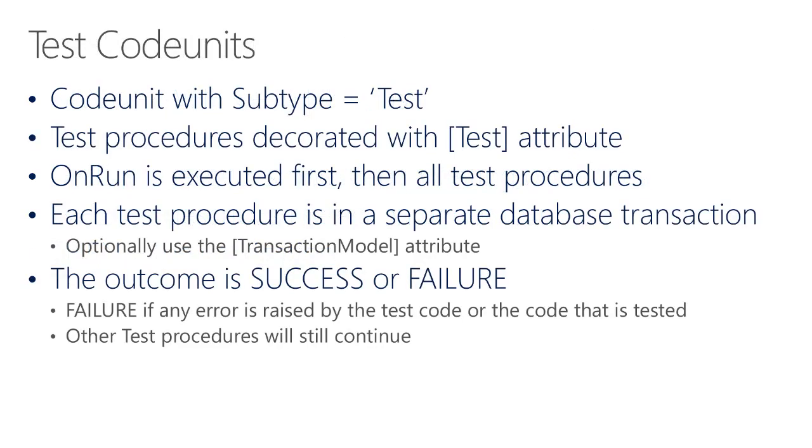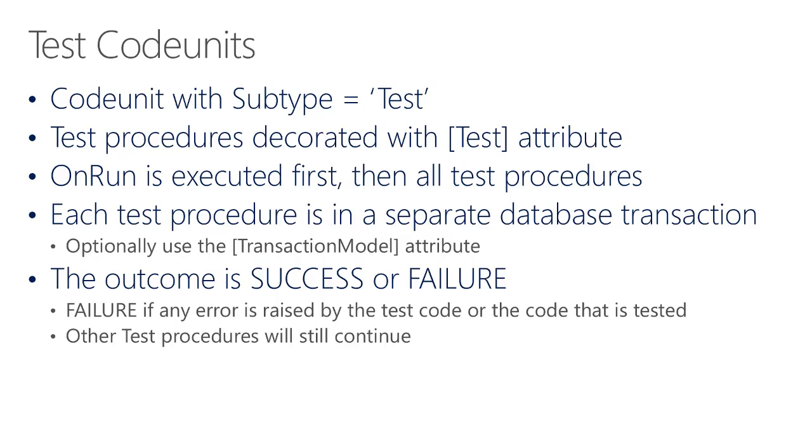How you do this is in code units, regular code units. And in the code units, you have the subtype we've already discussed in other videos. We have the install and upgrade subtypes, and another subtype is the test, and this makes it a test code unit. And then test procedures are decorated with a test attribute. So this is a regular function with a square bracket test attribute, just like, for instance, the event subscribers, that was also with an attribute decoration in the procedure. OnRun is executed first, and then all the test procedures in there as well. So each test procedure is in a separate database transaction.